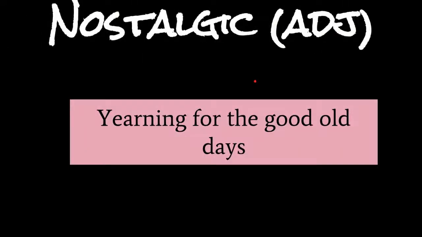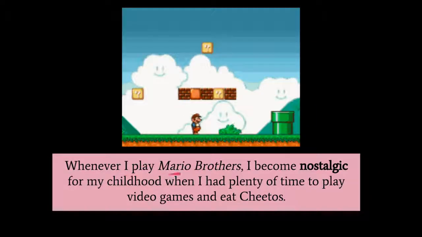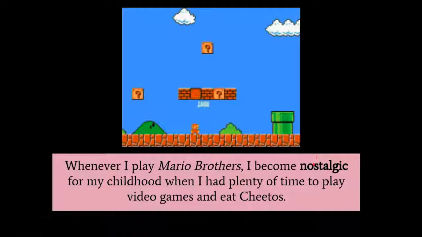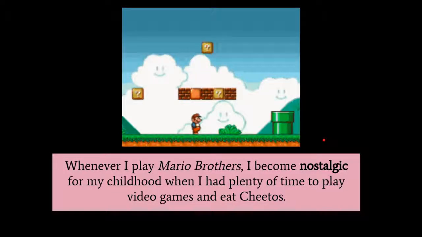So next up we have the word nostalgic, which is also an adjective, and it's yearning for the good old days. So here we have, whenever I play Mario Brothers, I become nostalgic for my childhood when I had plenty of time to play video games and eat Cheetos. So nostalgic is kind of maudlin, it's very sentimental, and having the desire to return to a better time, even if in reality it wasn't a better time. So a lot of times it has to do with wearing rose-colored glasses and remembering things as being better than they were.